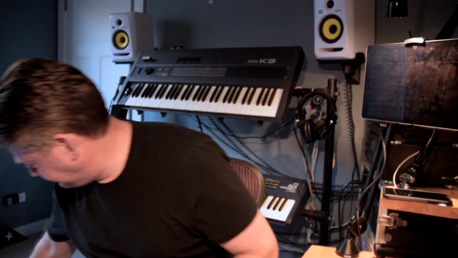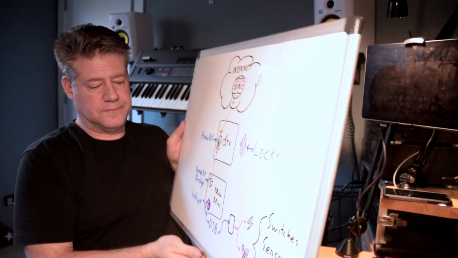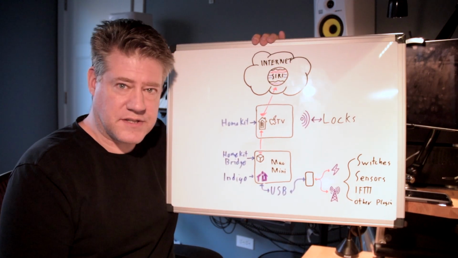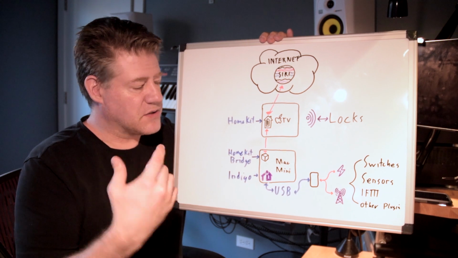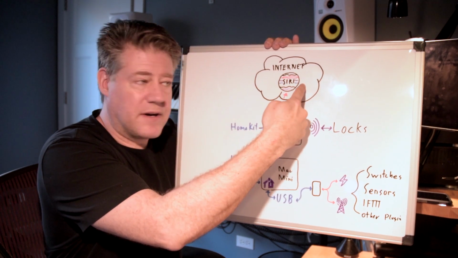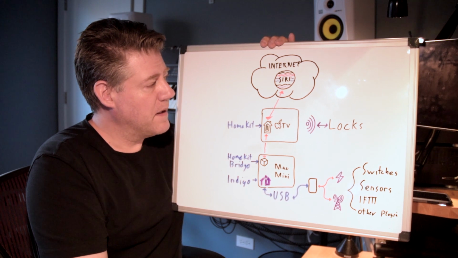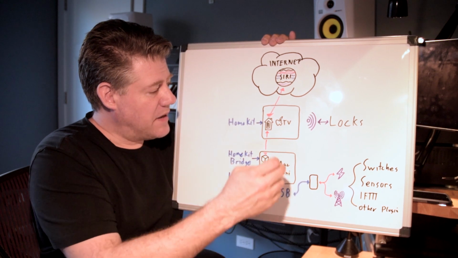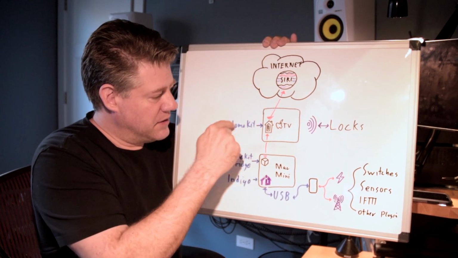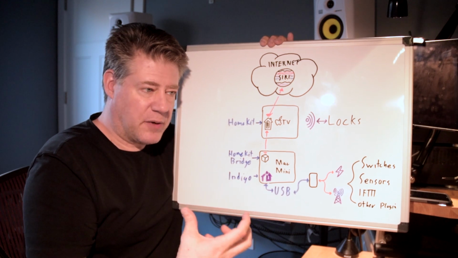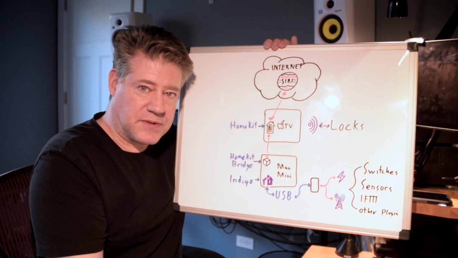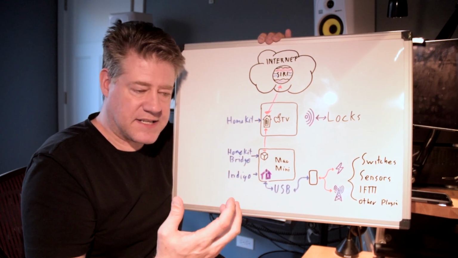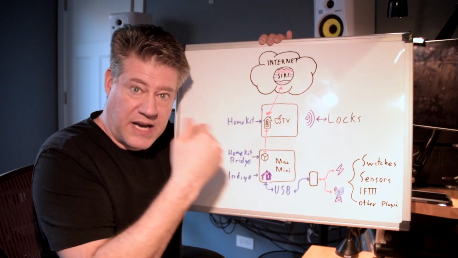I have a whiteboard. Okay, so for you techies out there, you'll recognize this as an architecture drawing. So let's start up here. There's Siri up there living in the interwebs, and she's happy to do whatever you ask her on your Apple device. Now, here is where HomeKit lives. HomeKit is the home automation system that Siri can talk to, and HomeKit requires a hub, a device that can reach out and talk to Siri.